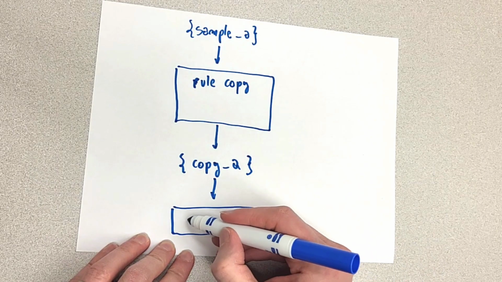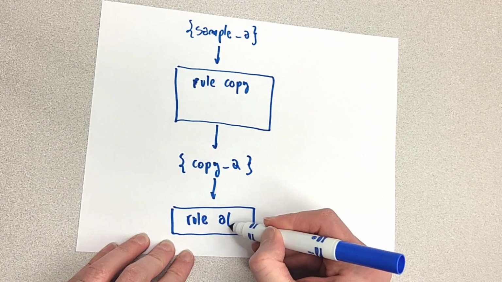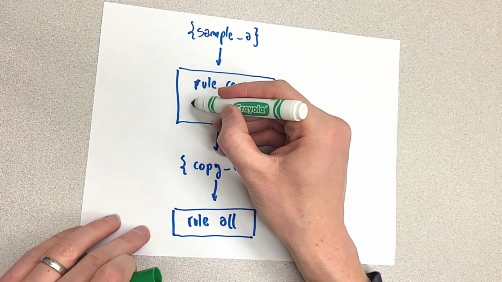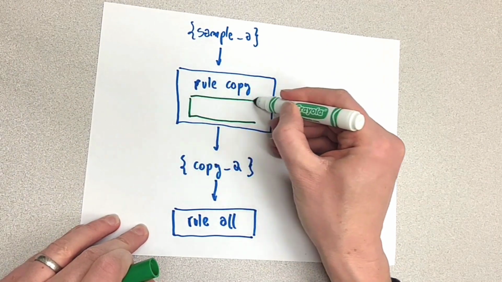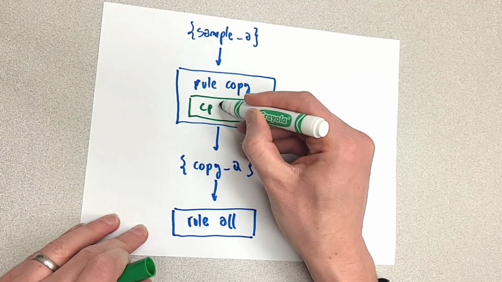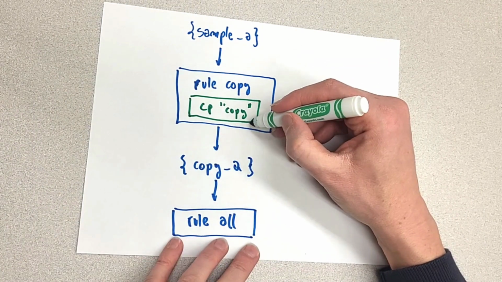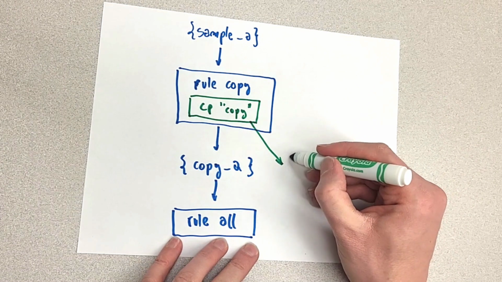Okay, now let's move to the missing output exception. In this case, there is a disconnection between what you think you are doing with the pipeline and what the pipeline is actually doing. For example, in the rule copy, the cp command might be given another output different to copy_a.